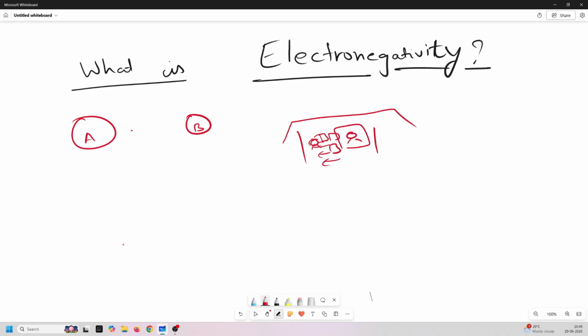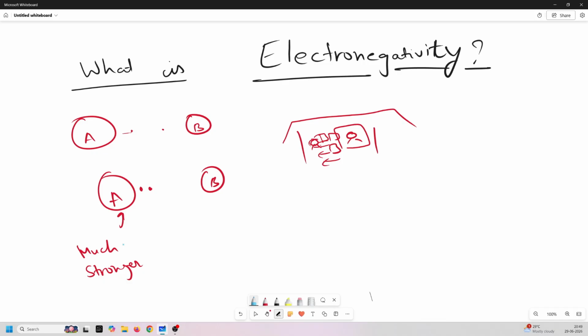Similar goes here. Ideally, if there are two atoms A and B, they should stay together and the electrons which are shared between them should stay equally between them. But instead, what happens is that atom A will hog, or atom B will hog, electrons much more, which causes this unequal distribution, since atom A is much stronger than B.